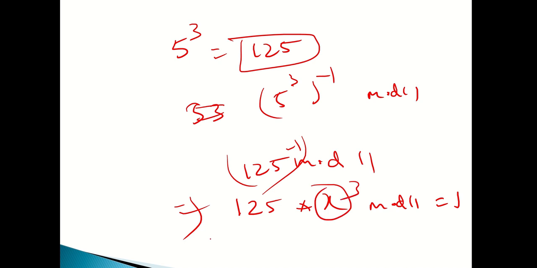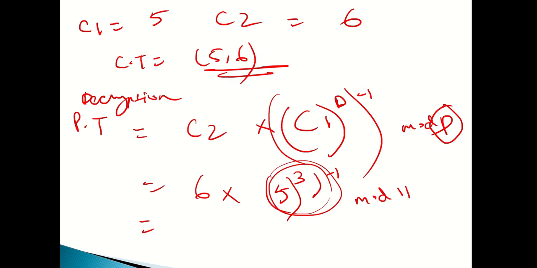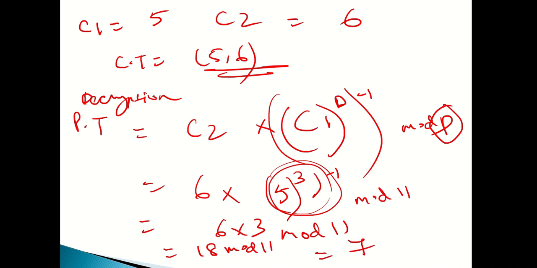Actually the thing is 375 mod 11, which in return gives you 1. So this is the scenario. Now going back to the previous slide, 5 to the power 3 inverse mod 11, here we get x as 3, right? So 6 into 3 mod 11, which is 18 mod 11, which is 7. So your plain text is 7.